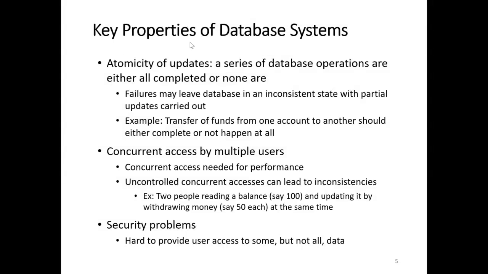Okay, so the key properties of database systems. Once again, in our discussion in the first lecture, we'll mainly focus on the relational database system, okay? For the relational database system, atomicity is one of the key features every database must enforce.